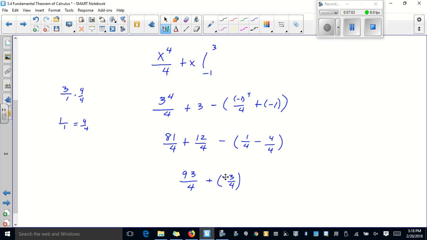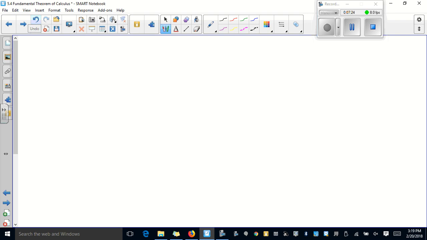Okay, I had to pause it for a second. I was looking for another problem because there's only 3 examples, and I thought, oh, let's do one that might be just a little bit more difficult, like a trig one. So let's try this one here. 0 to pi over 4 of secant squared of x dx.